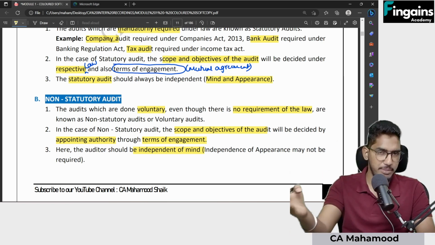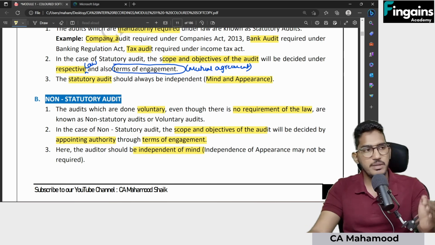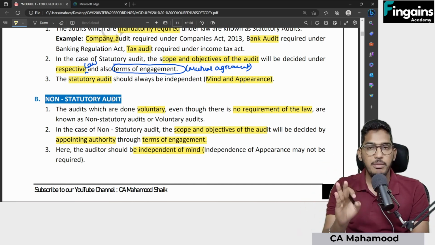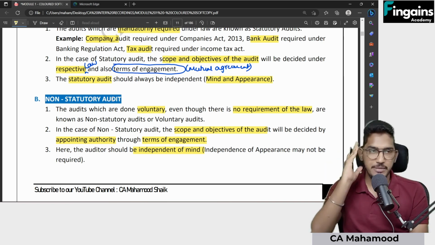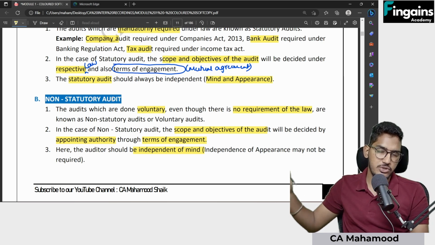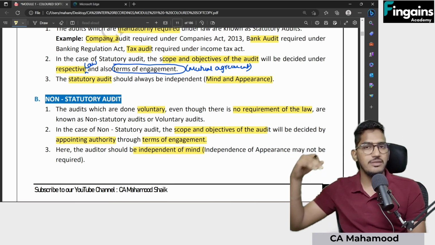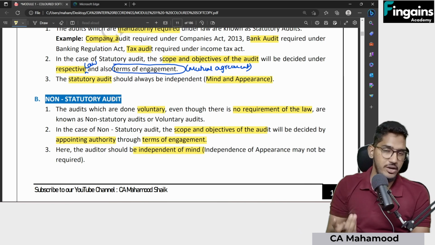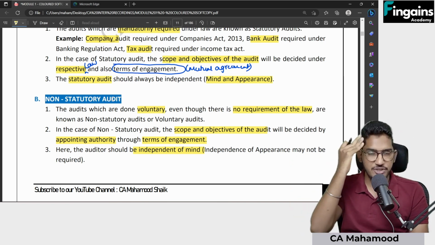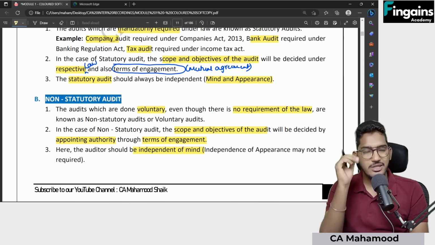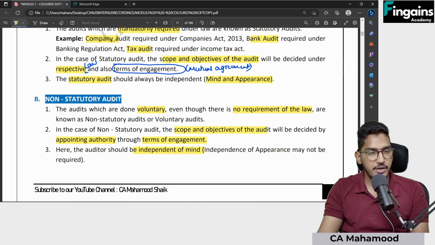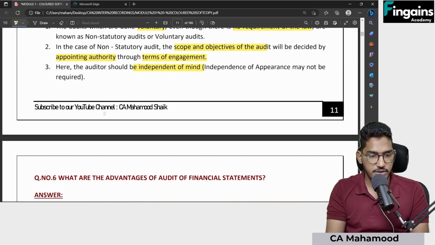That means if a sole proprietor appoints his brother for conducting audit, the brother should have a feeling that, okay, I am doing my brother's audit, but I have to do this in an independent manner. That agreement of mind should be there. But there is no requirement of independence of appearance. The sole trader need not always appoint an outsider for doing audit. He can appoint a relative also. But the relative conducting the audit should have it in mind that he must do this audit independently. So independence of mind will always be required, but independence of appearance might not be required in the case of non-statutory audit. Clear?